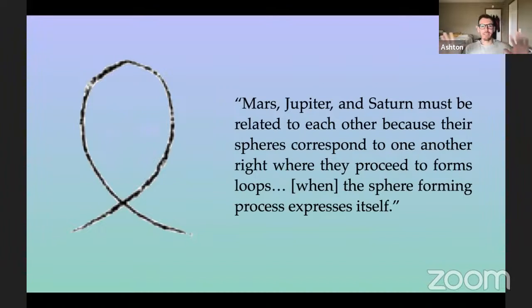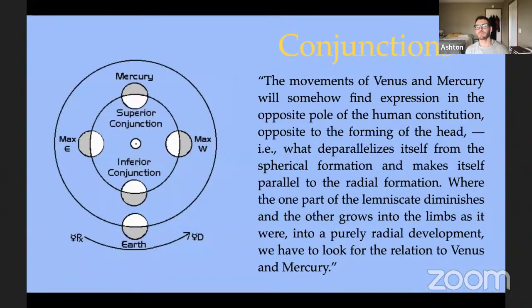Okay, sorry about that. So then to connect this with this morphological image, Mars, Jupiter, and Saturn must be related to each other because their spheres correspond to one another, where they proceed to form loops. He identifies this loop forming process with the sphere forming process, where it's expressing itself. Whereas in contrast, Mercury and Venus, when they make their retrograde movements, they're between the sun and the Earth, and they also end up disappearing once they actually make their conjunctions.